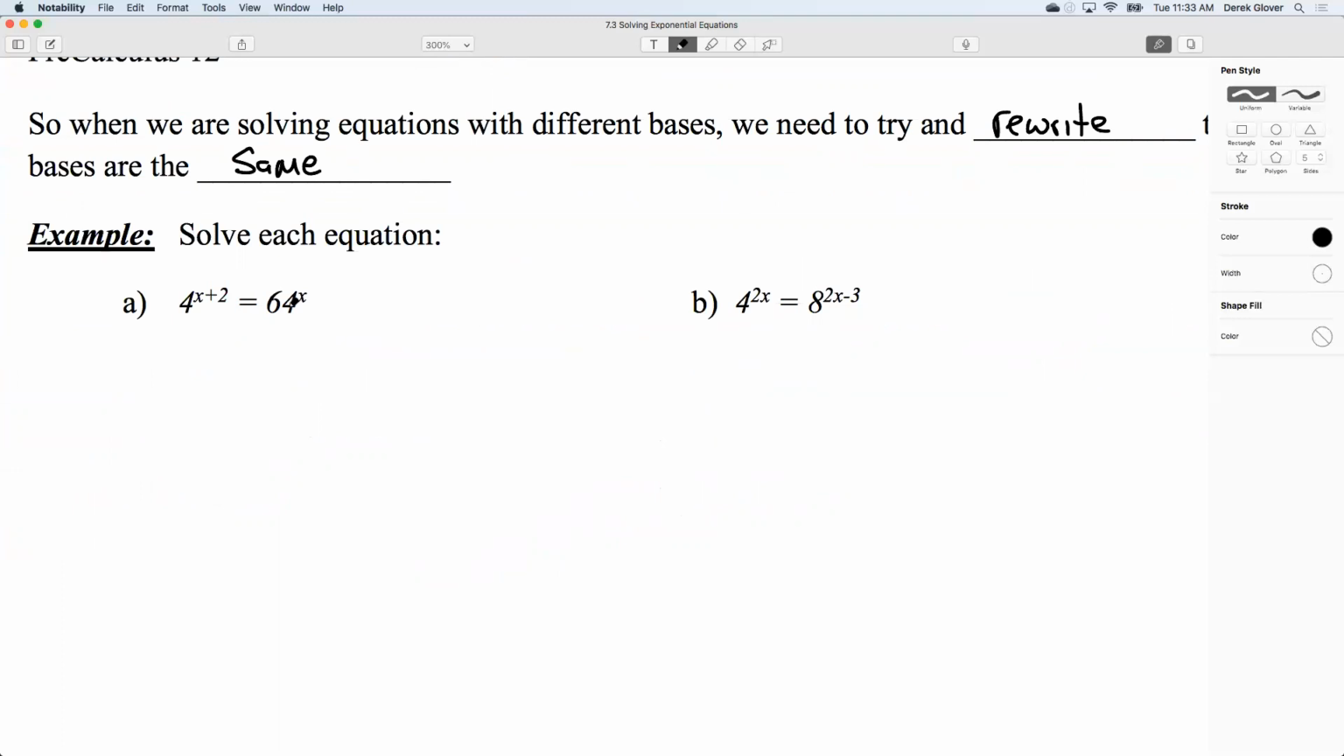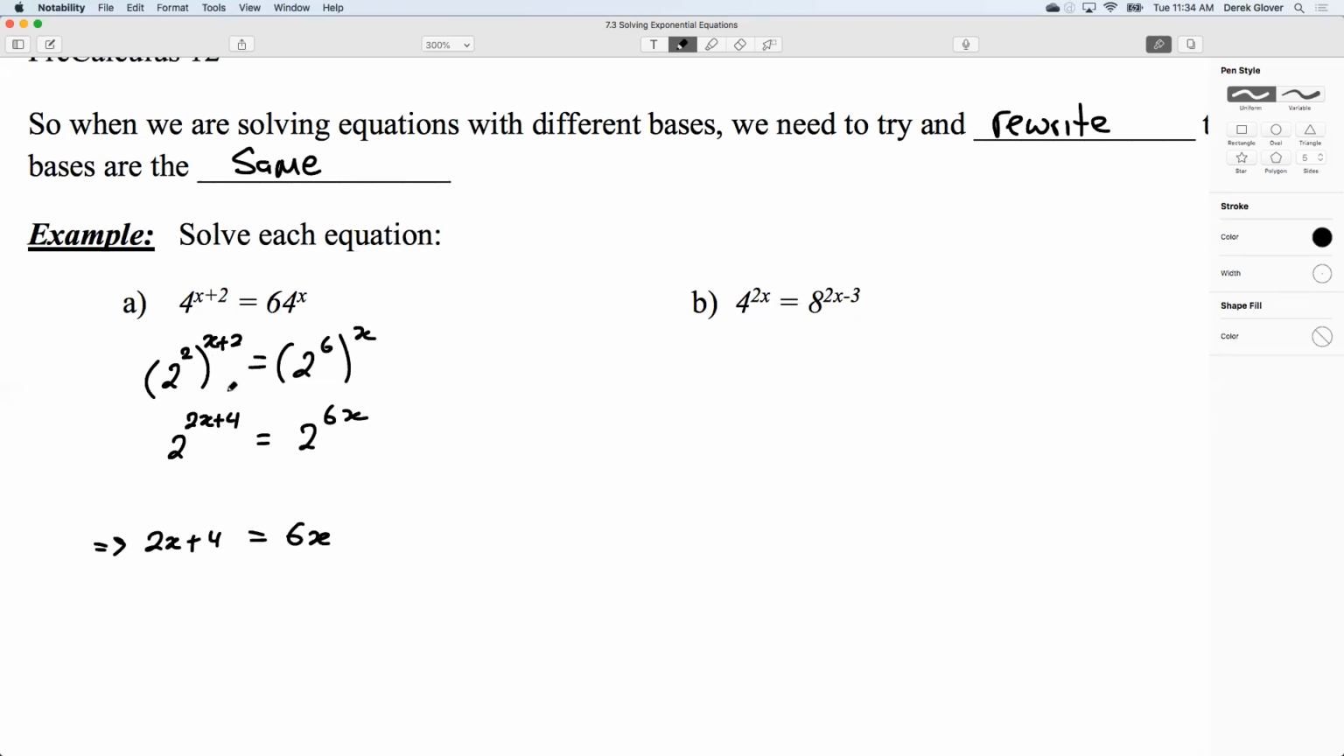So 4 can be written as 2 squared. So this equation could be written as 2 squared to the x plus 2 equals 64, which is actually 2 to the power 6 to the x. So doing some simplifying, the left-hand side becomes 2 to the 2x plus 4, and the right-hand side becomes 2 to the 6x. Now that we've got equal bases on either side, and there's no other terms, we can disregard our base, and we can just move into the exponent. 2x plus 4 must equal 6x for this to be true.